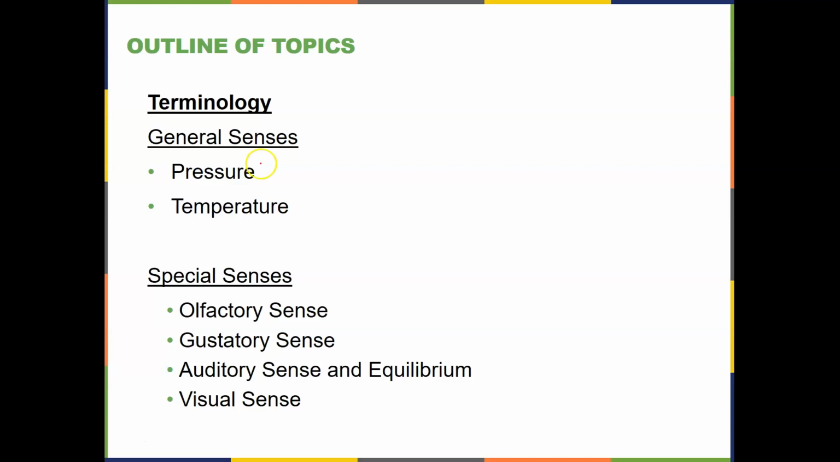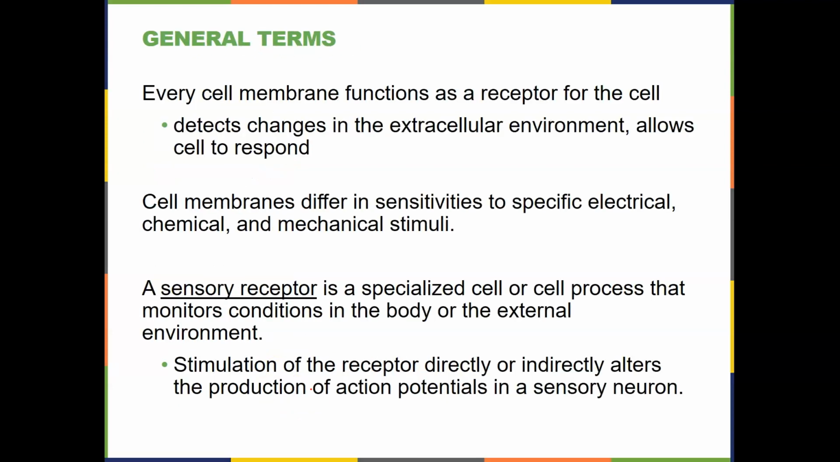So our general senses, for example, pressure, temperature, those are embedded in the integument, right? Now, the special senses that we're going to review today are the olfactory sense, which is smell, gustatory sense, which is taste, auditory, which is hearing, and equilibrium. I wouldn't necessarily say that they're the same thing. However, they share the same overall organ. And then equilibrium is balance, right? Auditory is hearing. And then visual sense is vision, our ability to see.